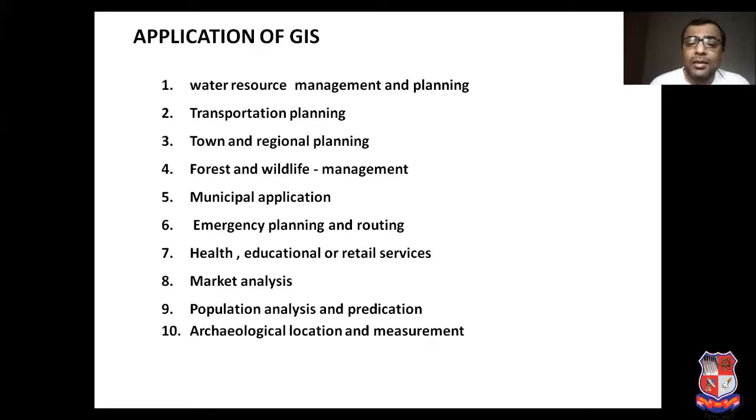And the last one is archaeological locations and their measurement. We have to apply GIS, which will give the benefit of getting the solution of our problems.